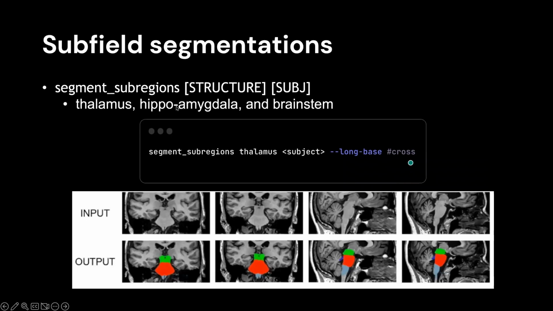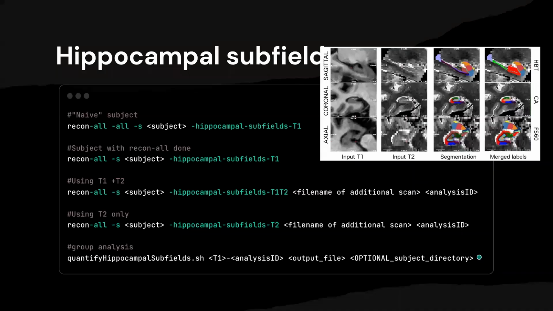For the subfield segmentations, there are a couple of options. You can do thalamic, hippocampal, and brainstem subfield segmentation. And you can do it in either a cross-sectional or a longitudinal pipeline. The way you run this command depends on what you already have. If you haven't run recon-all, then you can just run recon-all. It will create the usual output, followed by this hippocampal subfields command, which will create the subfield segmentation, the hippocampal segmentations. If you already have the recon-all output and you just want to run a new processing to obtain the hippocampal subfields, you just run this without the all.